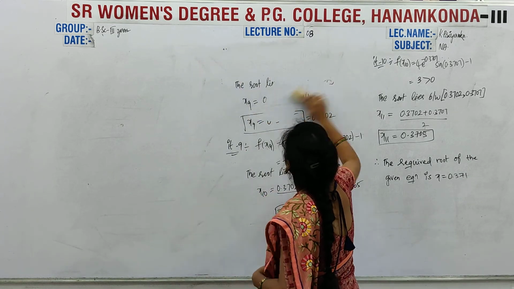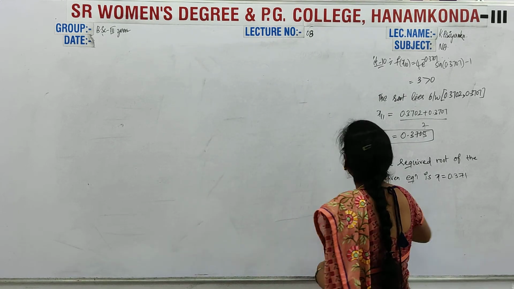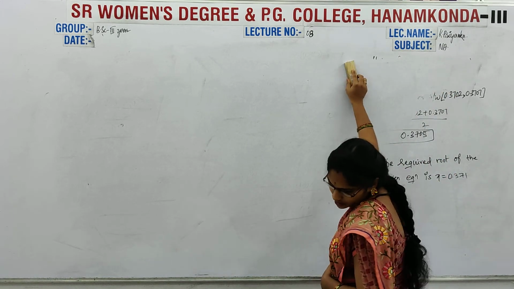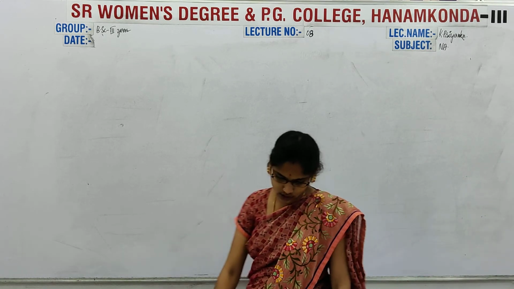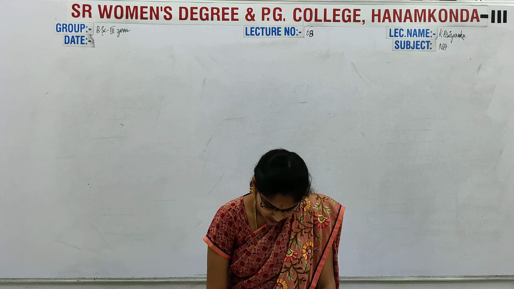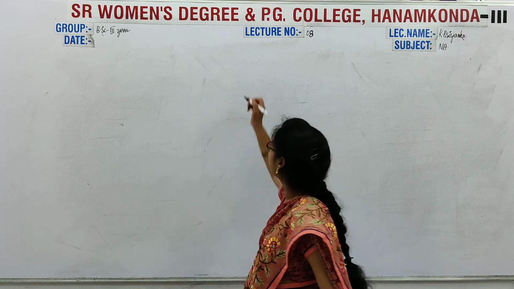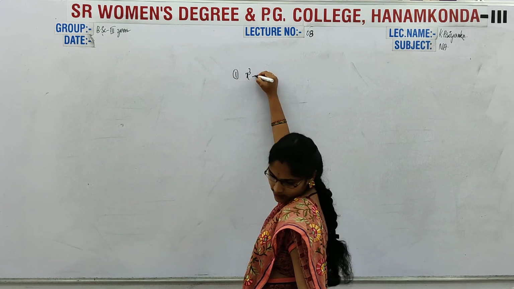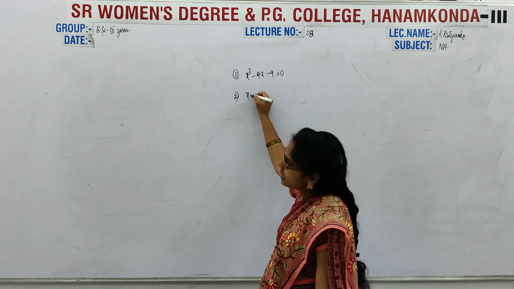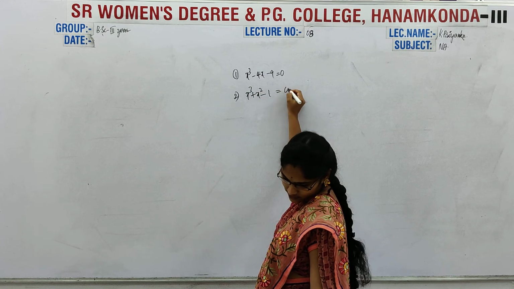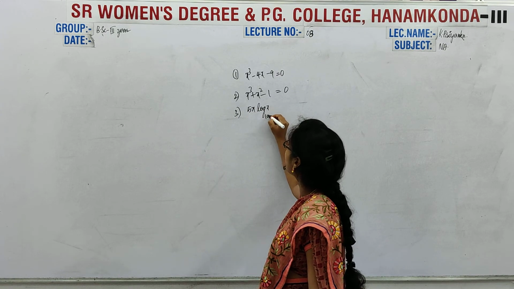First one, x cube minus 4x minus 9 equal to 0. Here they didn't mention the intervals, so you have to find that interval. Okay, x cube minus 4x minus 9 equal to 0. Already I said how to find. Okay, next x cube plus x square minus 1 equal to 0. Next one is 5x log x, here base 10.